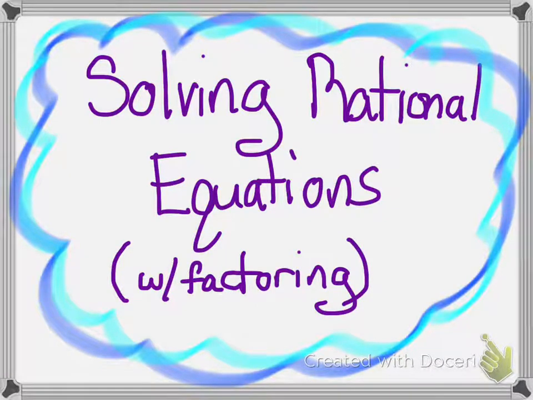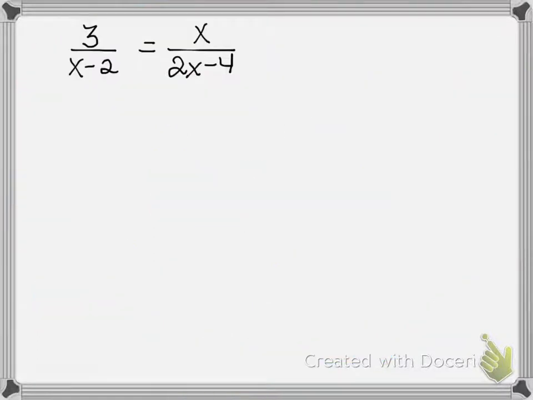In this video, I'm going to show you guys how to solve rational equations that involve factoring this time. All right, looking at our first example. First thing that we always do is find our domain restrictions. And you know that means you set your denominators equal to 0 and solve for x.